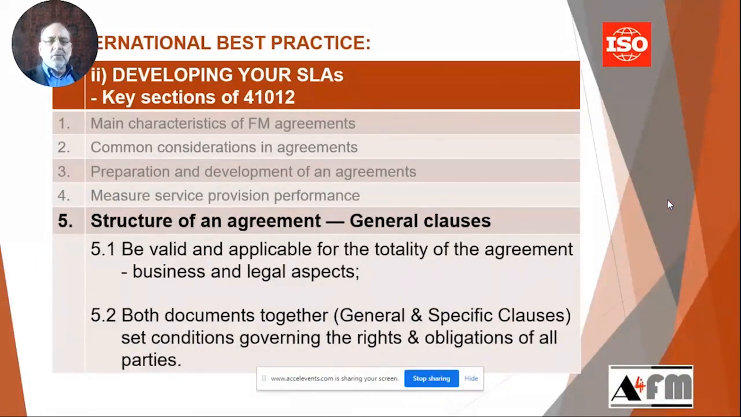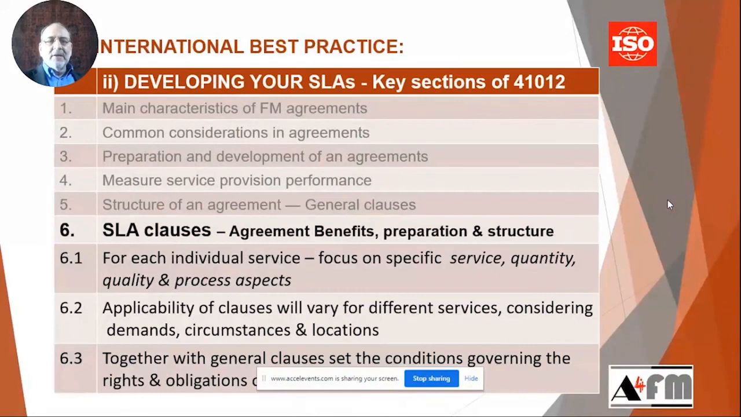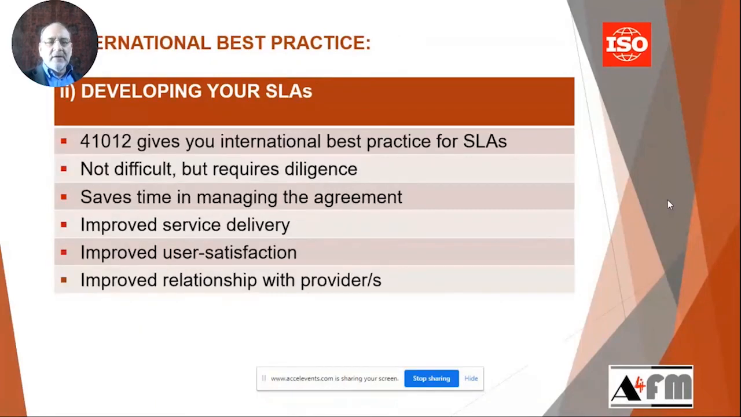It then goes into general clauses, and it goes into the specific service level agreement clauses that you certainly can look at. And so that is the end of our particular discussion and what this particular standard can do for you.